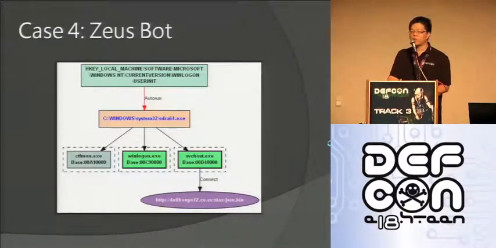The last one would be the Zeus bot. It's also another malware that we studied. And this one is a very famous one as well. You can see that it's trying to use the Winlogon Notify registry key, and then it will infect every process you have on the system, and then it will connect to a CNC server. Then you will become a bot.